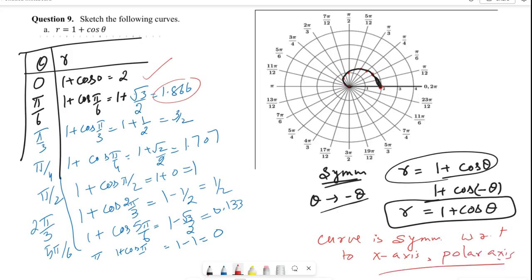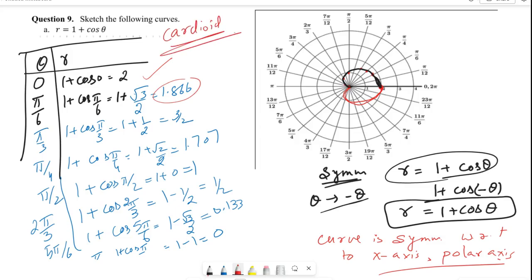Okay, that means the graph has to look exactly same on the lower end of that, right? So I don't need to plot more points. It has to be exactly symmetric to the top. This shape is a special shape. It's called cardioid.